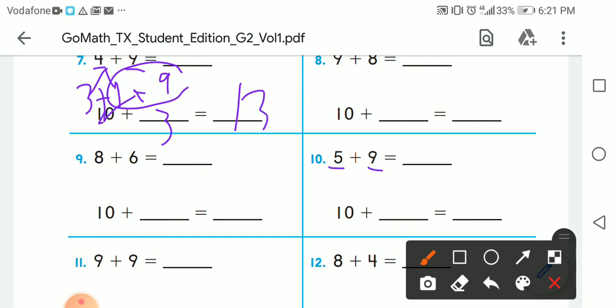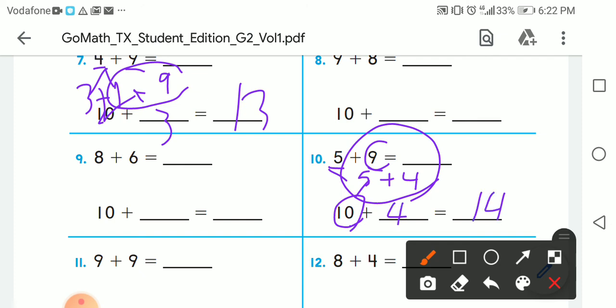Again, 5 and 9. How can I get here 10? 5 plus what? Plus 5. And here the 9 is what? 5 plus 4. So 5 plus 5 gives me 10, plus 4 gives me 14.